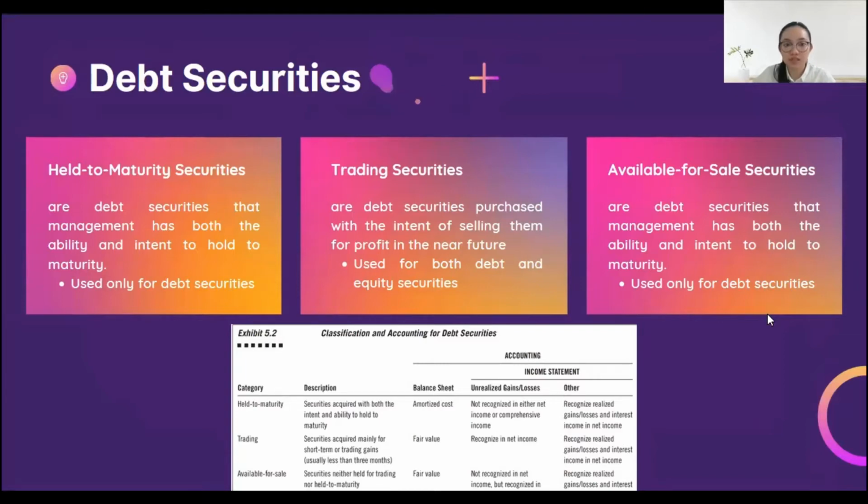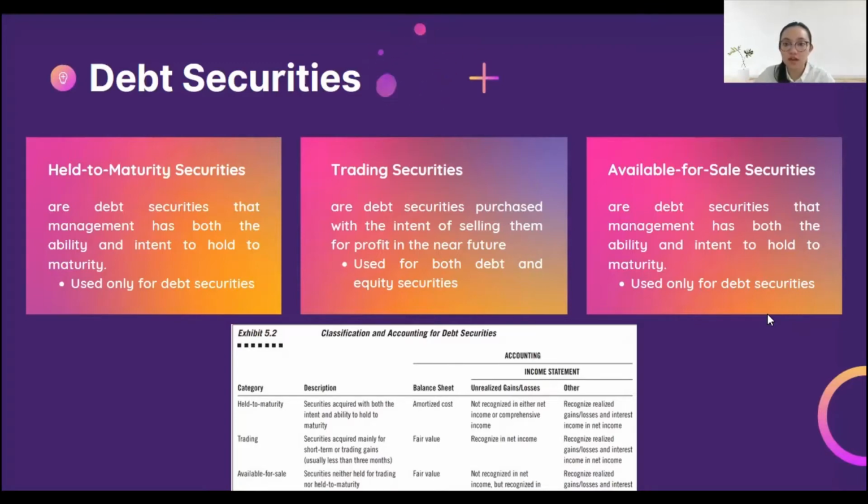Held to maturity securities are debt securities that management has both the ability and intent to hold to maturity. They could be either short-term, in which case they are classified as current assets, or long-term, which are classified as non-current assets. Companies report short-term or long-term held to maturity securities on the balance sheet at cost.